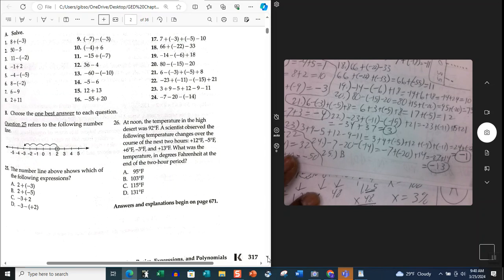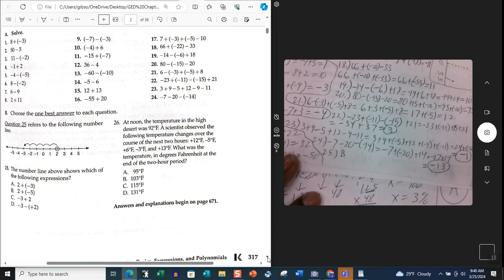Now 26, it says at noon, the temperature at the high desert was 92 degrees Fahrenheit. A scientist observed the following temperature changes over the course of the next 2 hours: positive 12 degrees Fahrenheit, negative 5 degrees Fahrenheit, positive 6 degrees Fahrenheit, negative 3 degrees Fahrenheit, and 13 degrees Fahrenheit. What was the temperature in degrees Fahrenheit at the end of the 2-hour period?